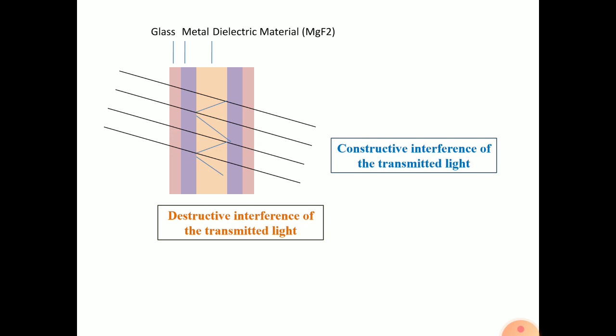On the glass plate we are coating the transparent metal. Then above the transparent metal we are depositing the dielectric material like magnesium fluoride. Above that again we are placing one more metal, and it will be closed with glass. Between the two glass plates coated with metal, we are sandwiching the dielectric material, magnesium fluoride.